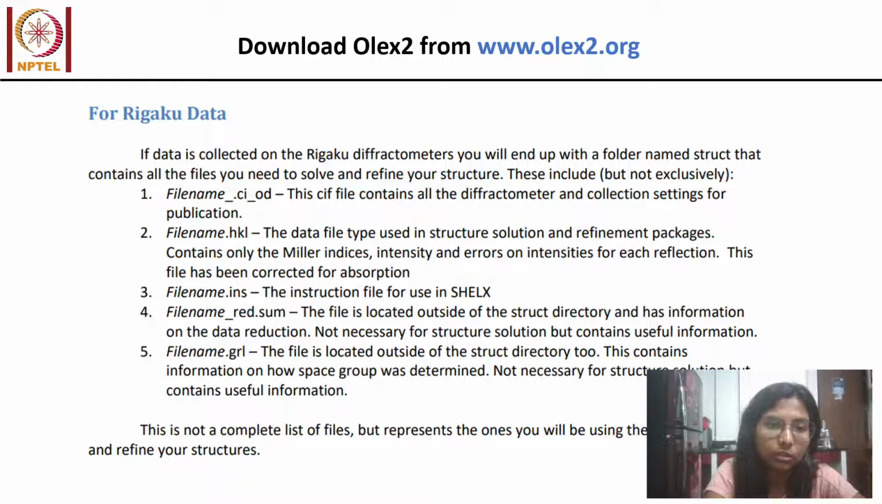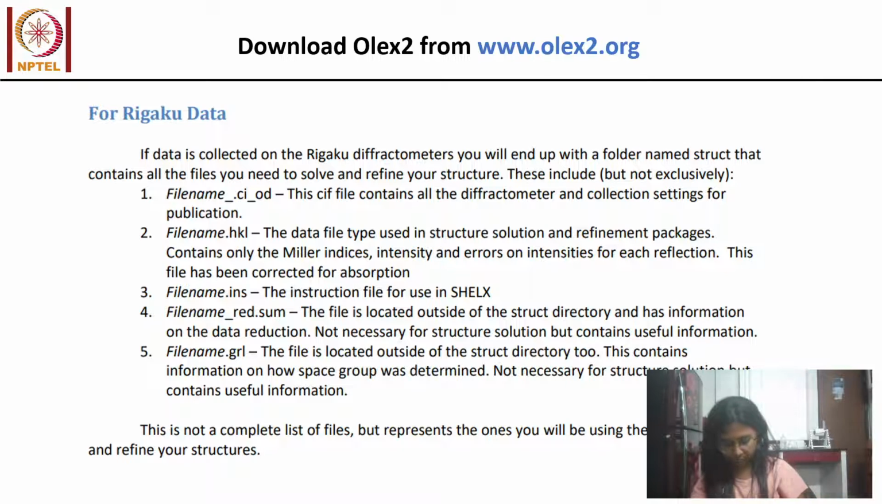So if your data is collected on the Rigaku diffractometer, you will end up with a folder named struct, right, which I have shown you. The struct folder contains all the files which you need to solve and refine your structure. So this includes but is not exhaustive. The file name can be anything. Suppose your initial is AB, you can give your file name like AB1 or AB2, something like that, right?